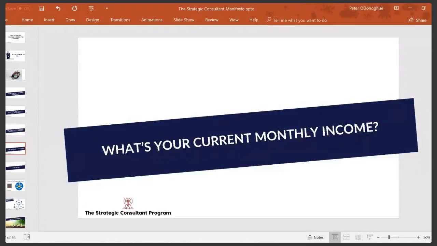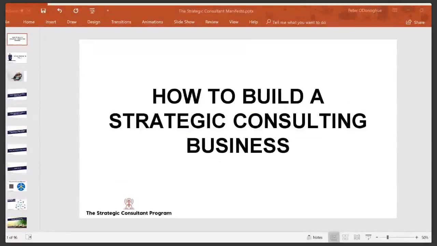What's your current monthly income? Feel free to put it in the comments. I'm not going to share it with anybody, but at least write it down. If you've got a pen and a piece of paper in front of you, write down the reality of where you are. So what's your current monthly income? Okay, cool. So the answers are coming in. I'm on a little bit of a time lag, so it just takes a little bit of a while to update for me. So that's perfect.